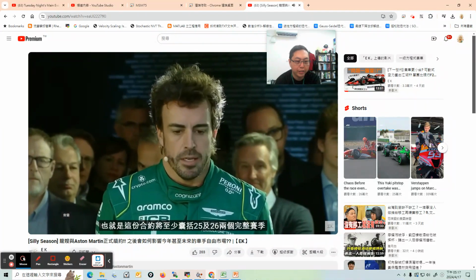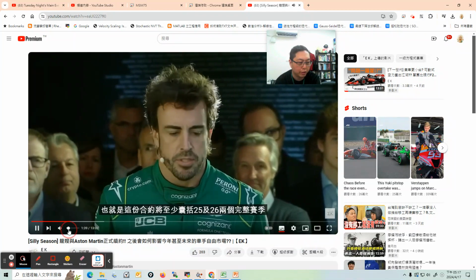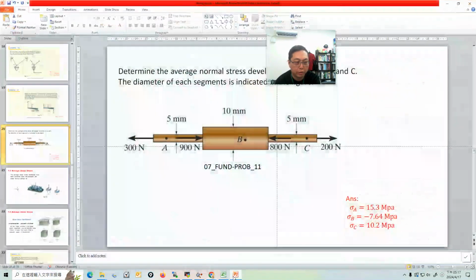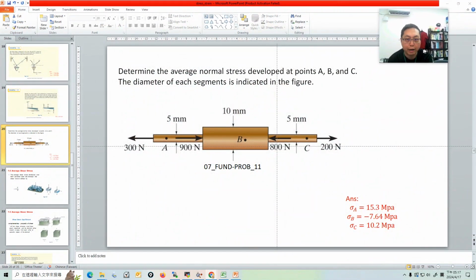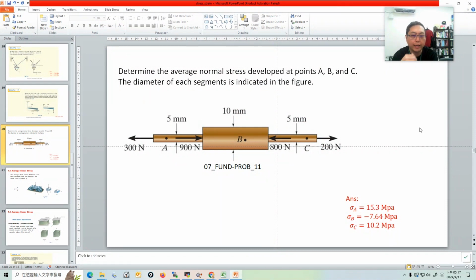Here we want to demonstrate another example for normal stress calculation. In this problem, I want to show you once again the cut section method in the mechanics of engineering, because the cut section method is very often used in the calculation of mechanics of materials. So let's see the problem.